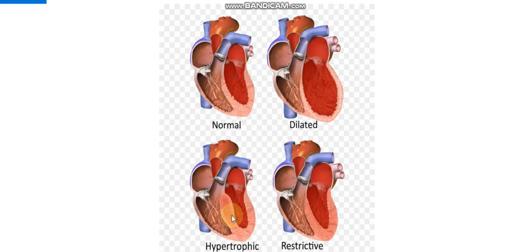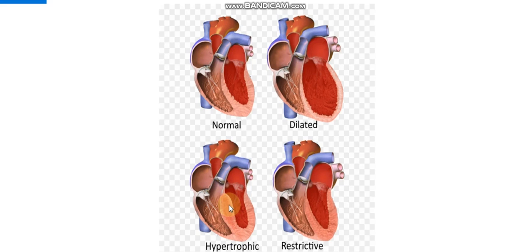Then the second one is the hypertrophic. Hypertrophic, you need to know three things. One is that it is hypertrophy, which is actually asymmetrical. Asymmetrical means somewhere it is thicker and then somewhere it is thinner and then again thicker, thinner.